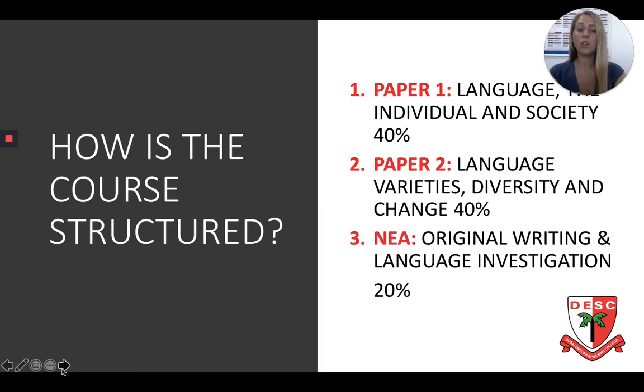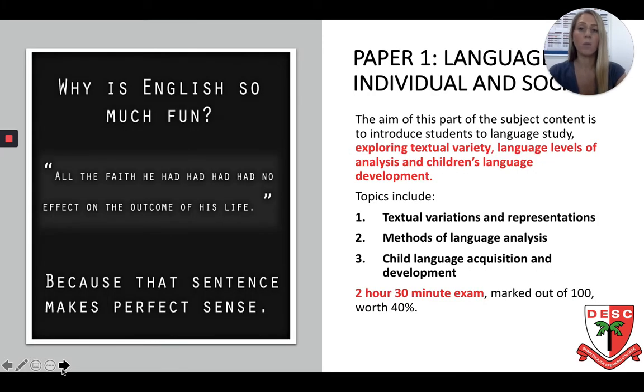In Paper 1 you will study Language, the Individual and Society, which is worth 40%. In Paper 2, you will study Language, Varieties, Diversity and Change, which is also worth 40%. The final 20% of your marks is made up of what we call the non-examination assessment, the NEA, and that is two pieces of coursework that involve an original writing piece and a language investigation, both of which are worth 10% each. So to elaborate on Paper 1, it's divided into two sections.